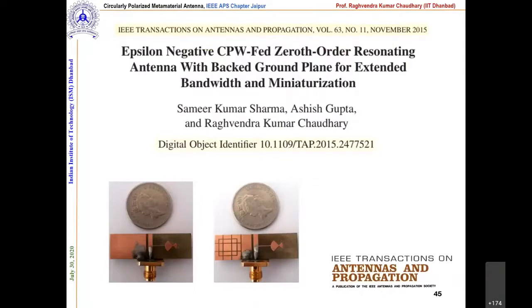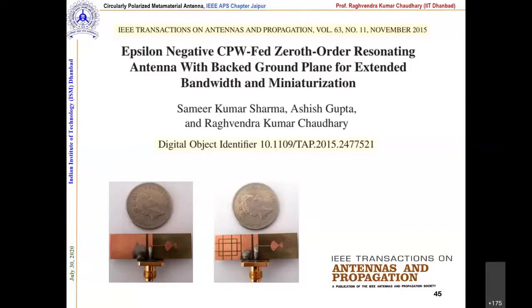transmission line. Later on, what we have seen is that CRLH is okay, but some higher order modes are also coming, and sometimes our focus is on the higher order mode, and we are deviating from the ZOR mode. So here we proposed an ENG line, epsilon negative. For this epsilon negative, we just removed the CL part. What is that CL? That is the left-handed capacitance. How can you remove that? By providing slots or gaps.